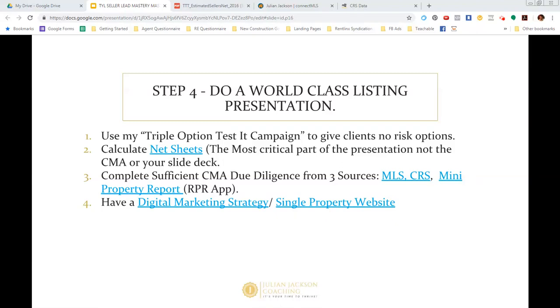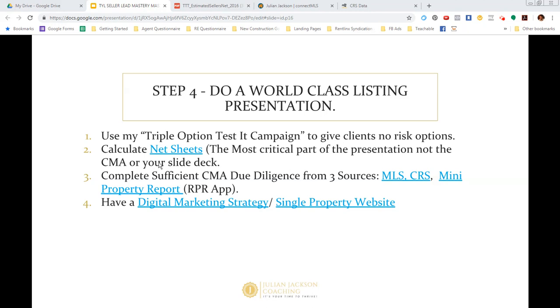All right, so we're back with how to do a world-class listing presentation. As we talked about already, the triple option tested campaign and the net sheets. And then we know we have to get into the CMA, do the due diligence required from at least three sources.